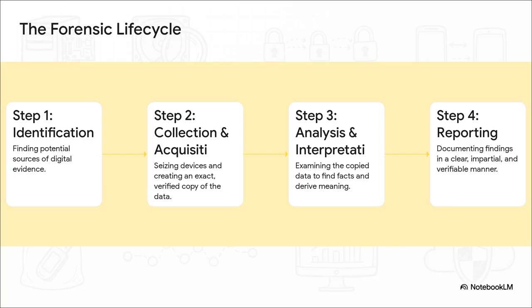So first you have identification, that's finding anything that could hold evidence, like laptops, phones, you name it. Then comes collection, where you get the devices and, this is key, make a perfect bit-for-bit copy of all the data. Only then, once you have that copy, can you move to analysis, which is the actual detective work. And finally, you have to report your findings in a totally impartial way. It's methodical, step by step.